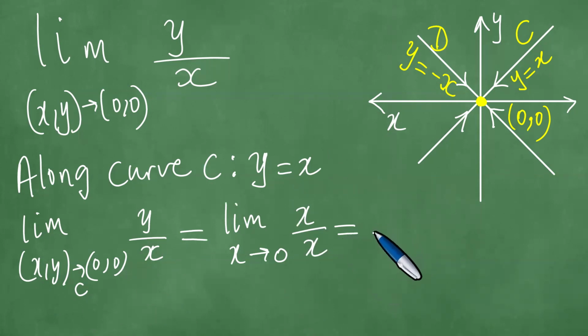Right, in which case you have the limit as x approaches 0 of 1. And this limit is 1. So in other words, this limit here is exactly 1. And we have seen that the limit along curve C is 1. Then we're going to do the limit along curve D, the y equals minus x curve.